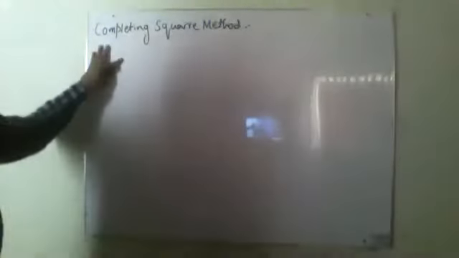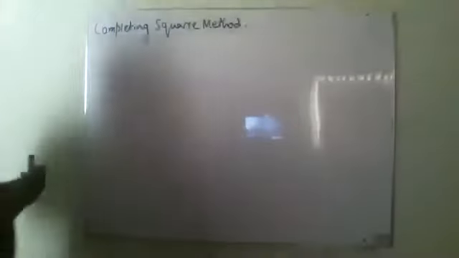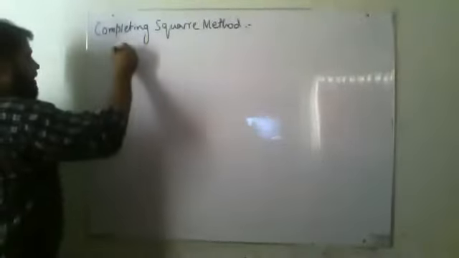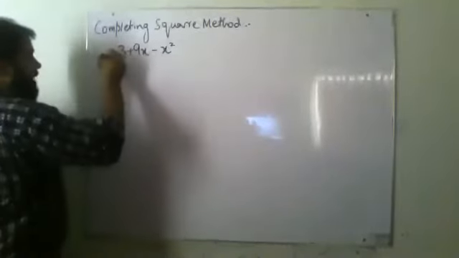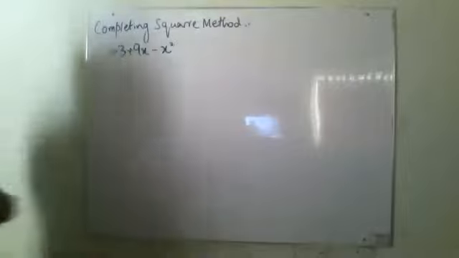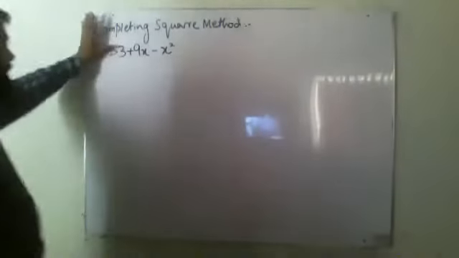So we are going to do the completing a square method. For instance, a question is given to me: 3 plus 9x minus x square. Okay, and they are telling us to express this in completing a square form.